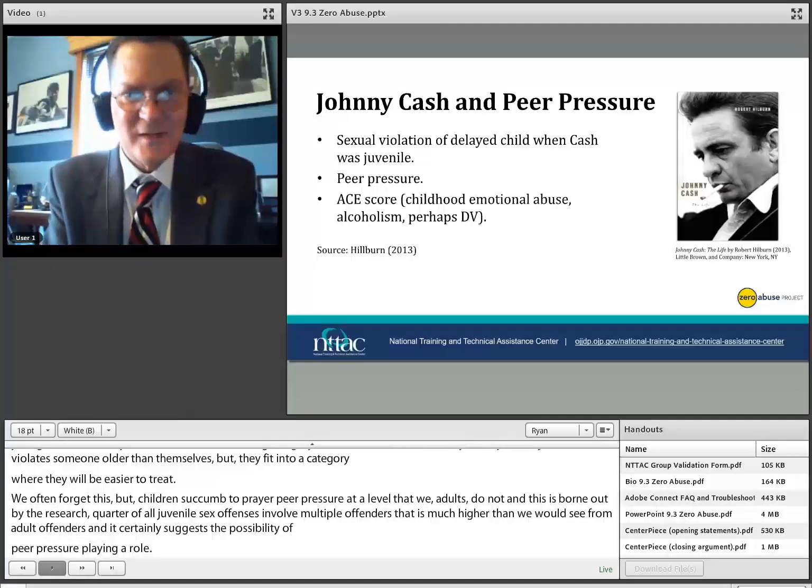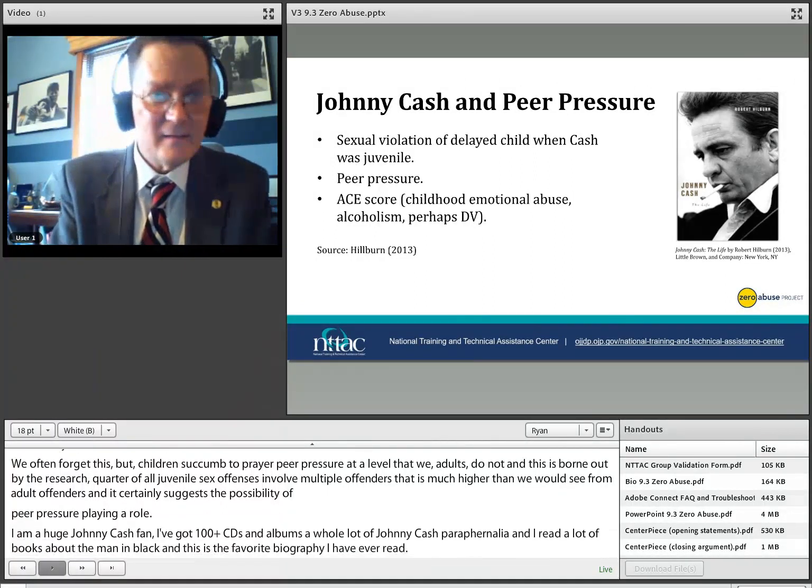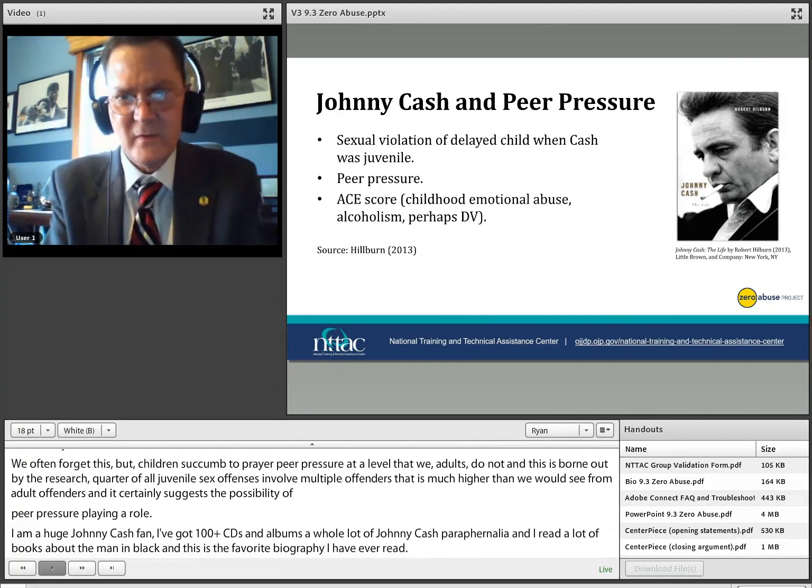I'm a huge Johnny Cash fan. I've got 100 plus CDs and albums and a whole lot of Johnny Cash paraphernalia. And I read a lot of books about the Man in Black. And this is the favorite biography I've ever read.